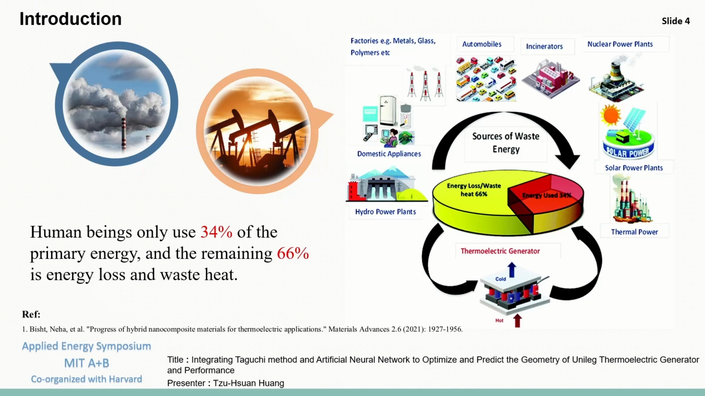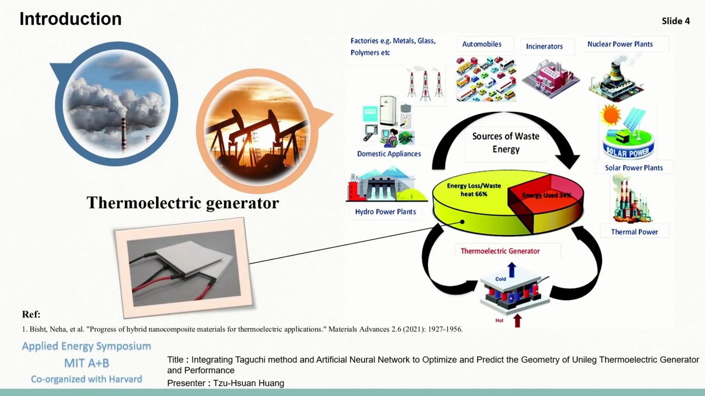At present, research indicates that human beings only use 34% of the initial energy, and the remaining 66% is energy loss and waste heat. The waste heat recovery generator has several advantages. It includes a small size and weight, no pollution, no moving parts, and no noise.